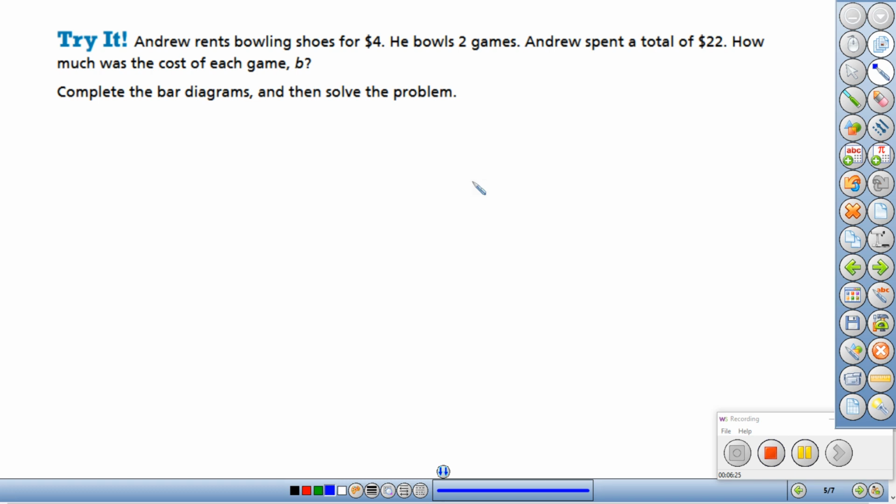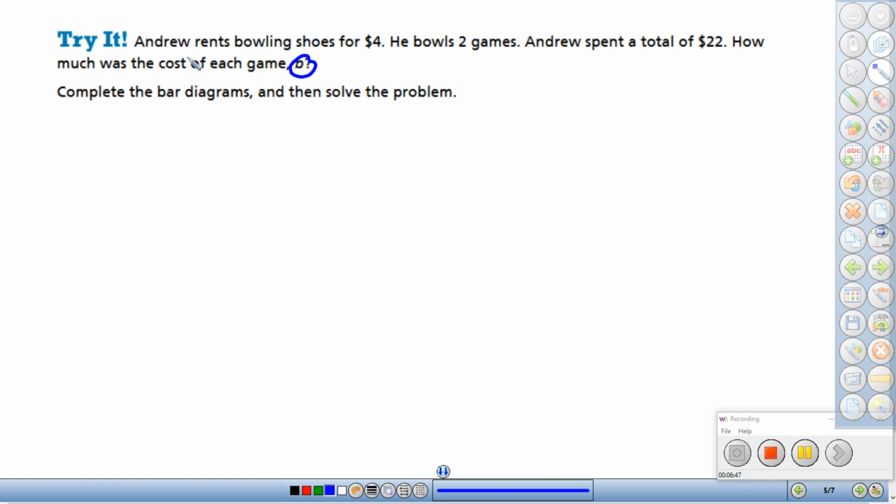Alright, now it's time to try a word problem. Andrew rents bowling shoes for $4. He bowls 2 games. Andrew spent a total of $22. How much was the cost of each game, B? So they want us to write the equation, and then we're going to solve it.